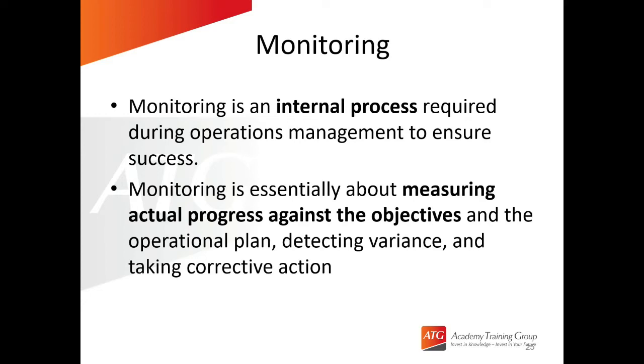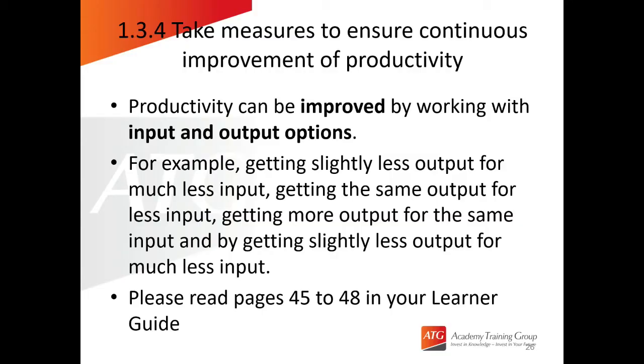Monitoring is essentially about measuring actual progress against objectives and the operational plan, detecting any variances, and then taking any corrective action. Now, taking measures to ensure continuous improvement of productivity. Productivity can be improved by working with input and output options. For example, getting slightly less output for much less input, getting the same output for less input, or getting more output for the same input.